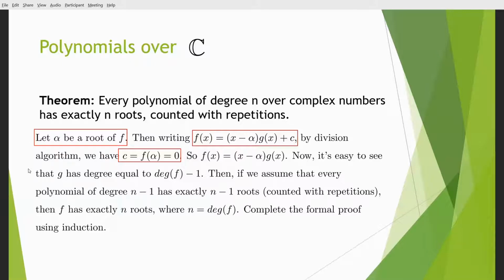And hence you get by induction that every polynomial of degree n over complex numbers has exactly n roots counted with repetitions. Now, by repetitions, I mean when you factorize f in terms of its roots, you might get a square power or cubic power and so on. So this thing is important. Otherwise, you can say that at most n distinct roots will be there.